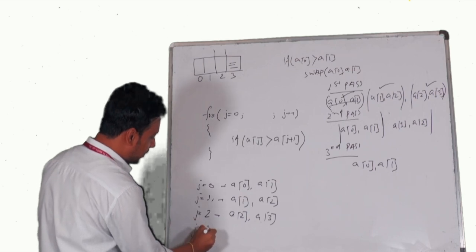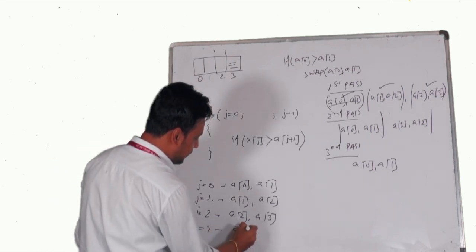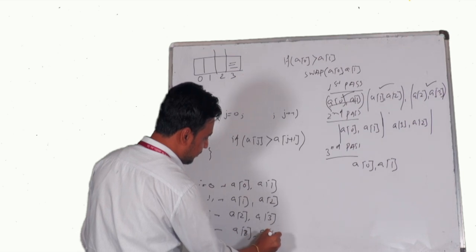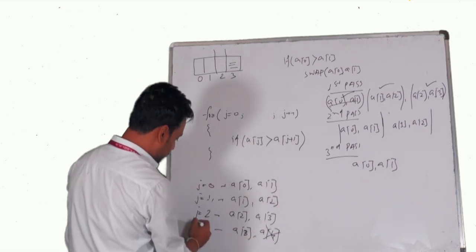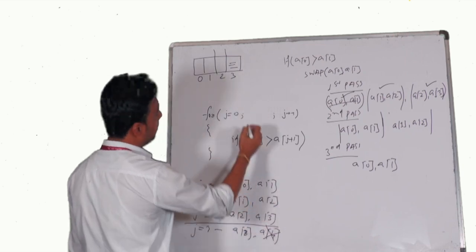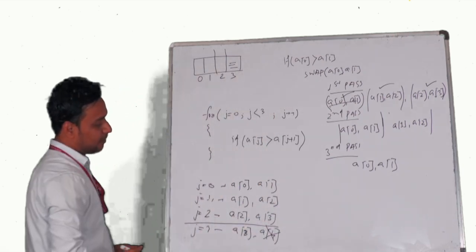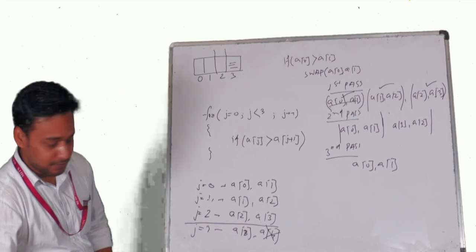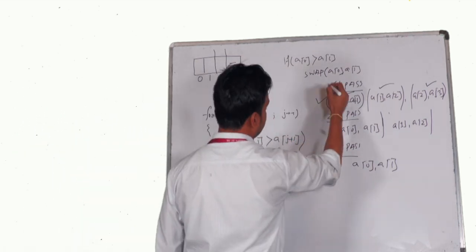So if I take the value of j as 3, what are the elements you are comparing then? A of 3 with A of 4. But there is no element A of 4, right? So we should not go beyond 2. So I can write it as j less than 3, right? We can write j less than 3. So using this for loop, we have done this first pass, right?